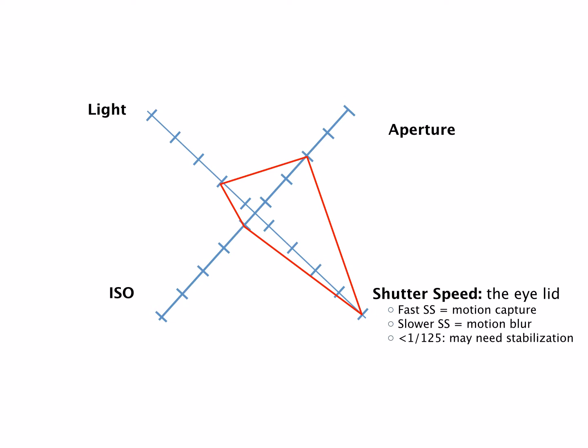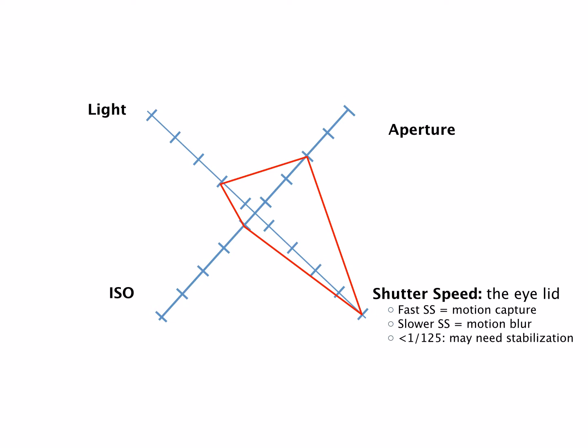Let's move now to shutter speed. You could say that the shutter speed is like the eyelid, right? The longer your shutter is open, the more light it's able to capture to better expose your subject. There are some things to consider. A fast shutter speed will allow you to capture motion, freeze motion. A slow shutter speed will cause motion blur, which gives a feeling of motion.